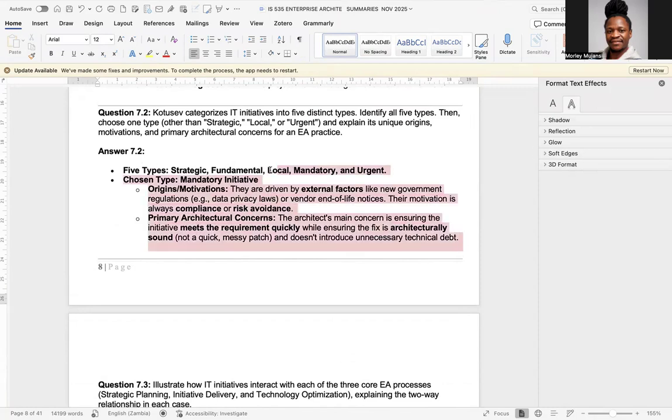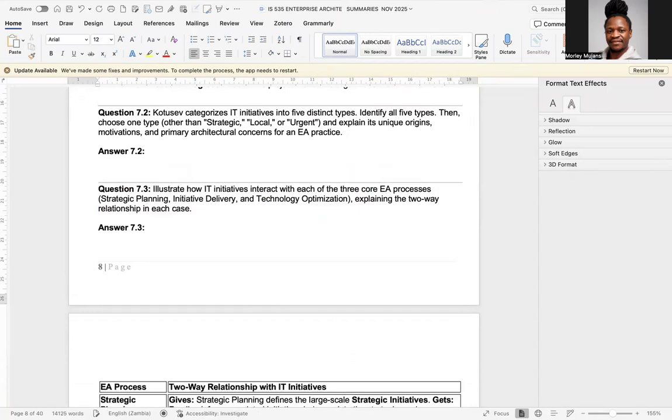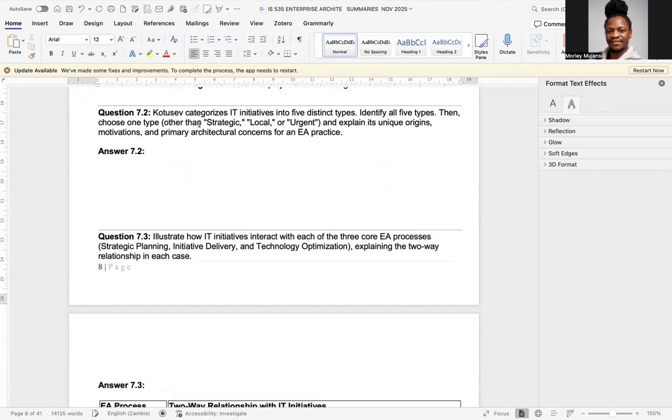Question 7. Yes, so what we're going to do is look at question 7, and the question really says, CSV categorizes IT initiatives into 5 distinct types. Identify all 5 types and then choose one type other than strategic, local, or urgent. Okay? And explain its unique origins, motivations, and primary architectural concerns for an EA enterprise.